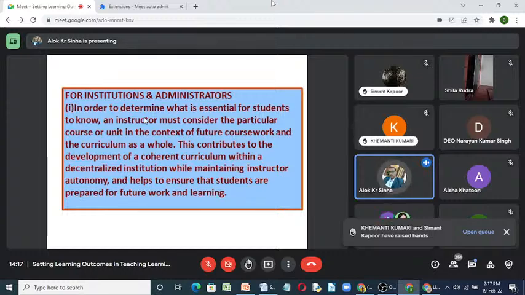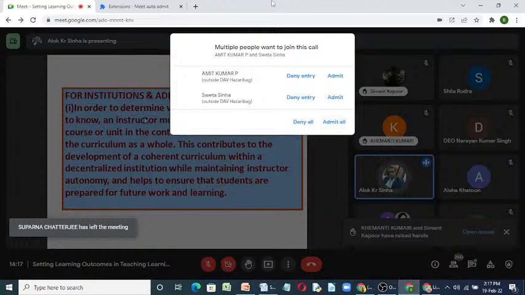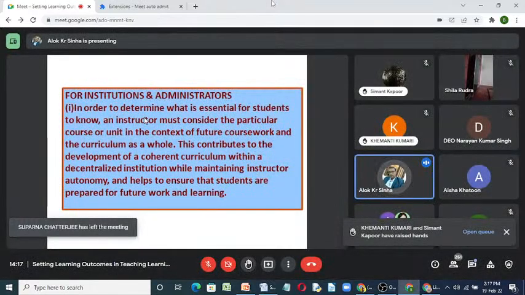And now let us see how it benefits institutions and administrators. In order to determine what is essential for students to know, an instructor must consider the particular course or unit in the context of future coursework and the curriculum as a whole. This contributes to the development of a cohesive curriculum within a decentralized institution while maintaining instructor autonomy and helps to ensure that students are prepared for future work and learning.